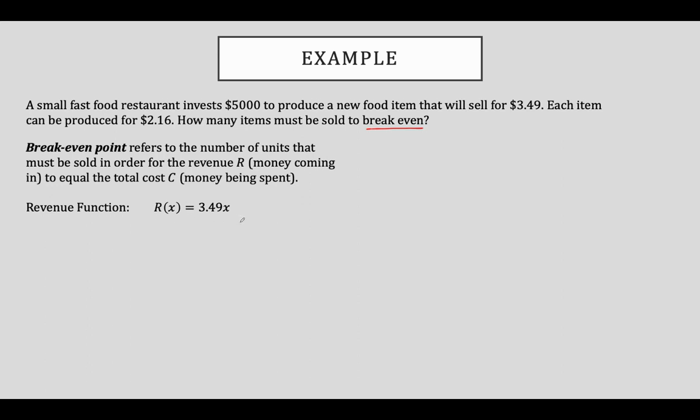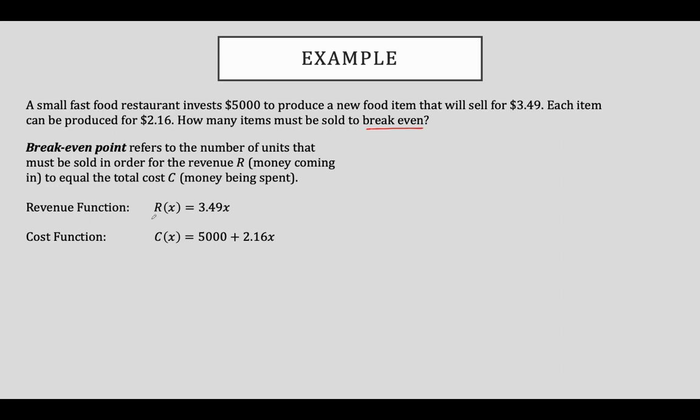We also need to determine a cost function. What is the cost of producing this item? Well, we have this initial upfront cost of $5,000. Maybe they need to buy a new oven. So we have an initial cost of $5,000, and then each item costs $2.16. That means that my cost function, the cost as a function of the number of units, is going to be equal to 5,000 plus $2.16 times however many units we sell.